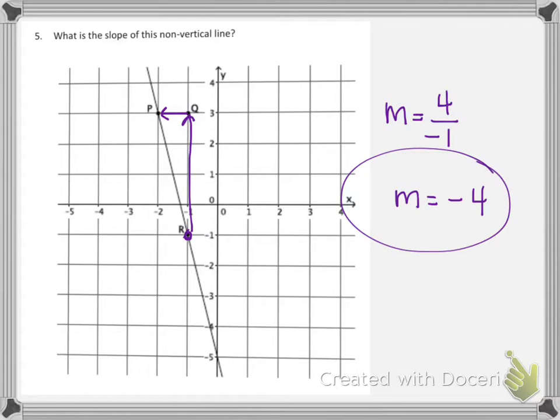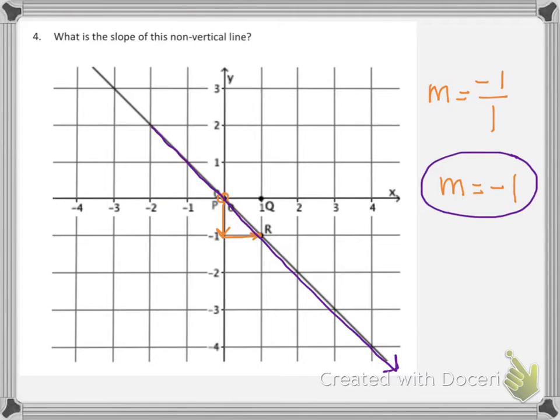And again, we can see down and to the right is the movement of my line. Its slope is negative. And if I go back one, down and to the right is my line, and my slope is negative.